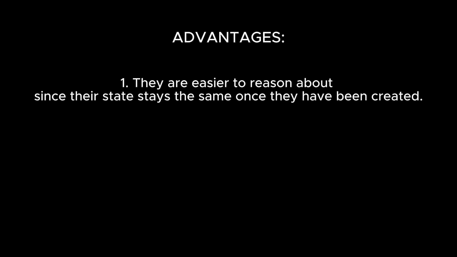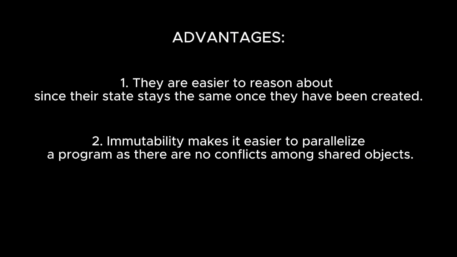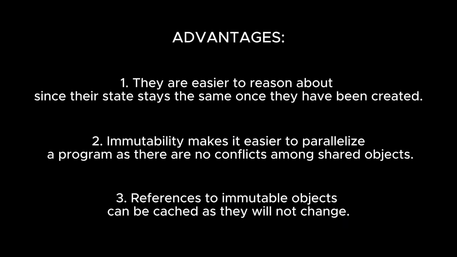Copy and data classes. There are many reasons to prefer immutable objects. Immutable objects do not change their internal state, like String or Int. In addition to the previously given reasons why we generally prefer less mutability, immutable objects have their own advantages. 1. They are easier to reason about since their state stays the same once they have been created. 2. Immutability makes it easier to parallelize a program as there are no conflicts among shared objects. 3. References to immutable objects can be cached as they will not change.